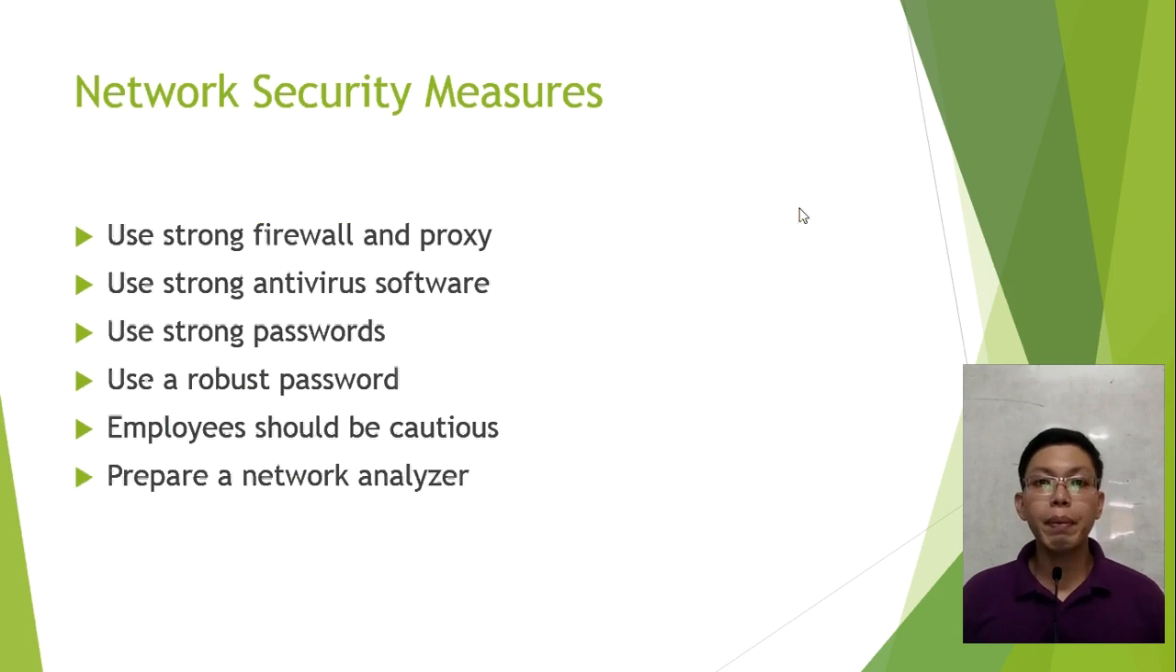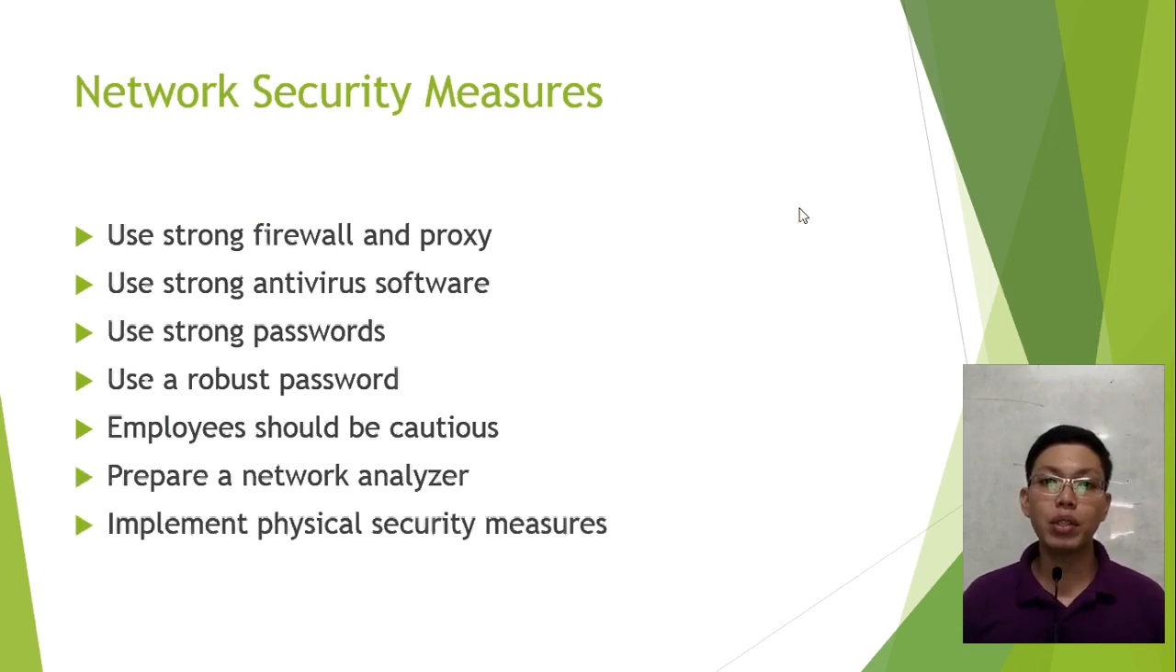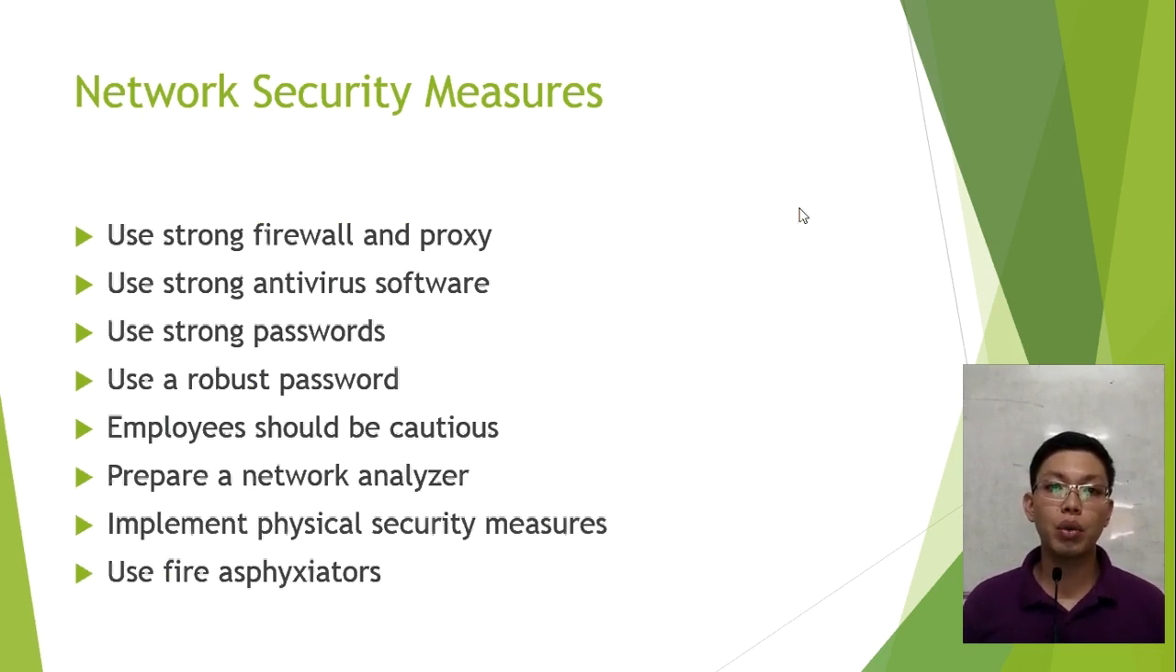And of course, the implementation of physical security measures like closed-circuit television or CCTV cameras for entry areas and restricted zones. Also, use security barriers to restrict the organization's perimeter. Lastly, use fire extinguishers for fire-sensitive areas like server rooms and security rooms.